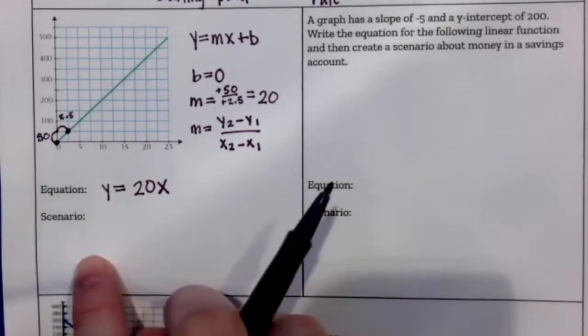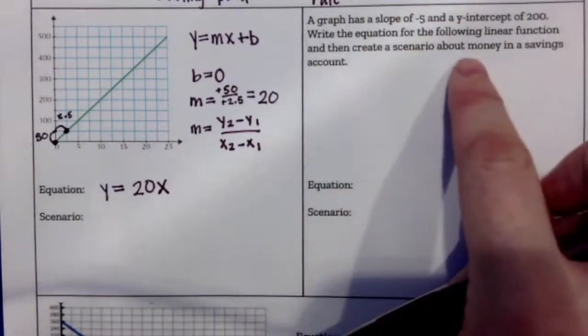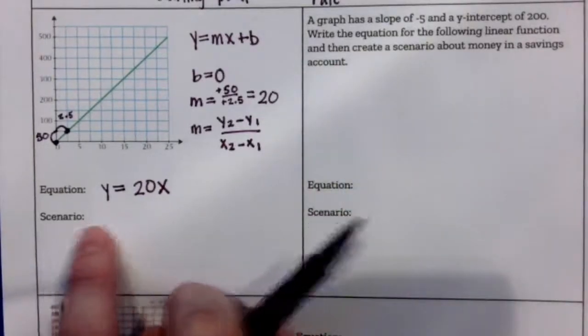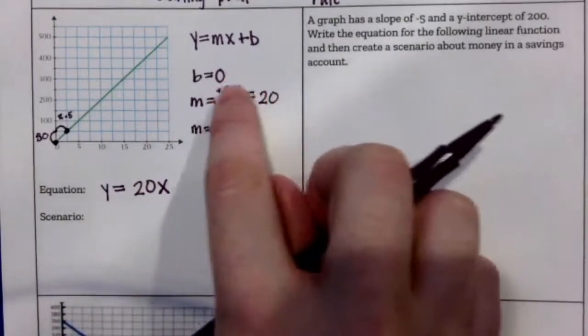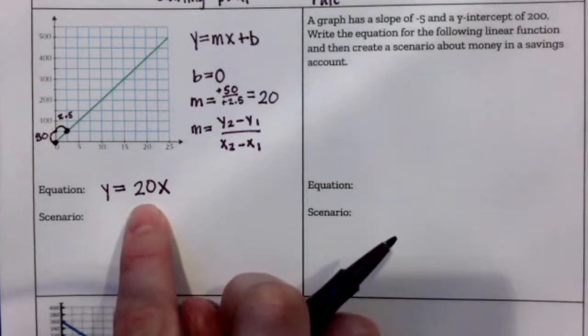And then sometimes the scenario will tell you what to write about. Like in the second one, it tells you to write a scenario about money in a savings account. And sometimes it doesn't. So in this case, we can just make up whatever we want. I just have to make sure it makes sense. So my starting point is 0, and then I'm going up by 20 every time.